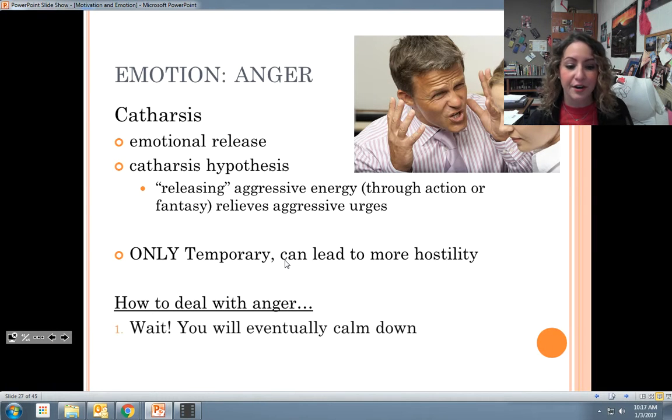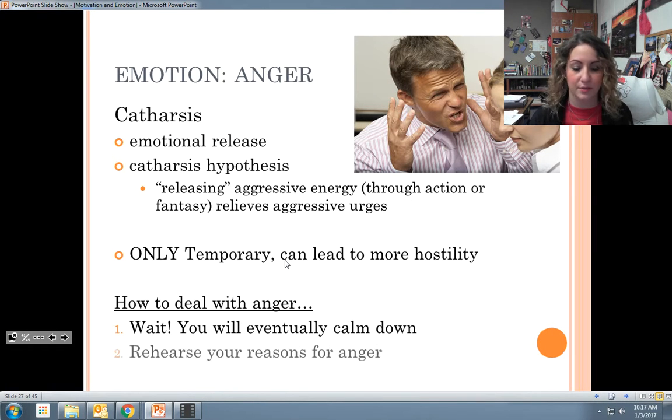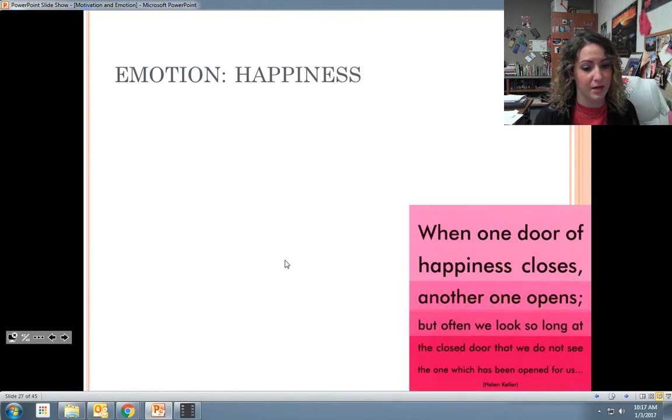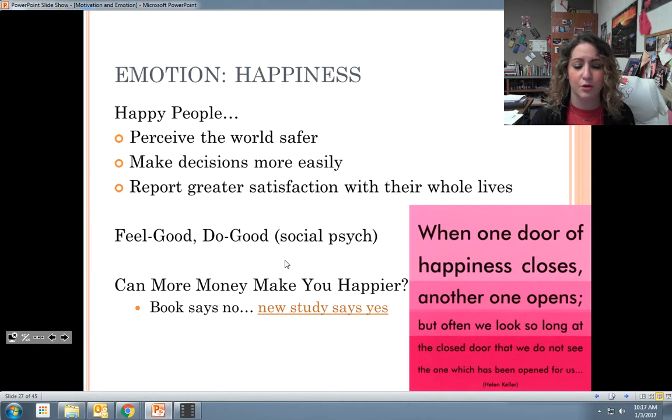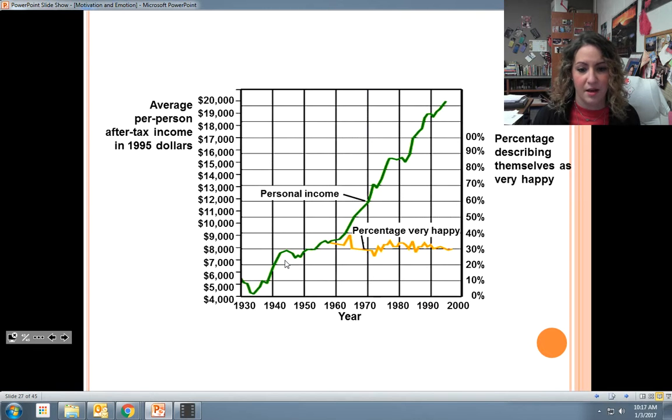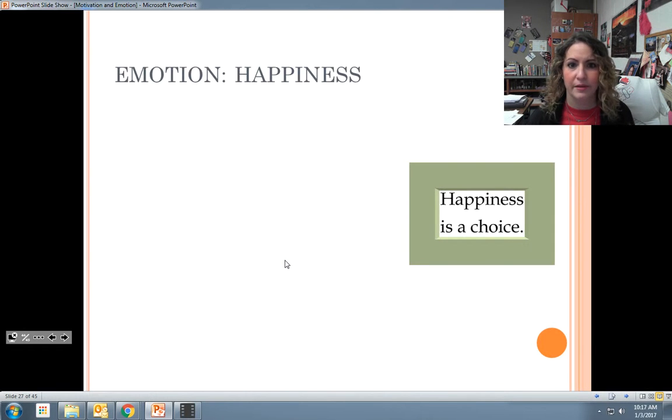So how do you deal with anger? You wait, you calm down, you rehearse your reasons for anger. Why are you really upset? Is it really because of this, or is it something deep down? And for happiness, who would have thought that happy people are happier with their lives? They report decisions more easily and perceive the world as safer. When you feel good, you're more likely to do good. And more money does not necessarily equal more happiness.